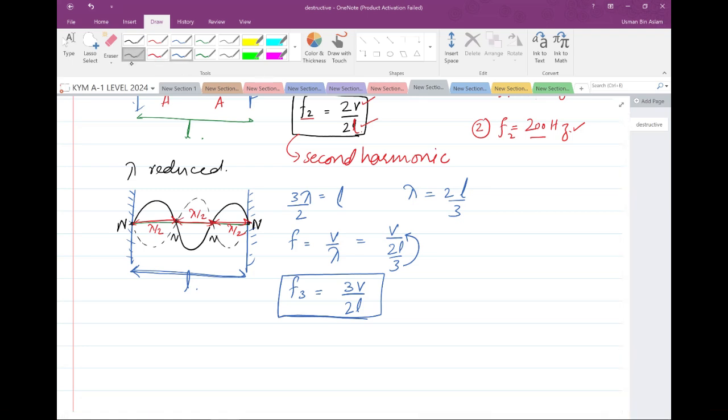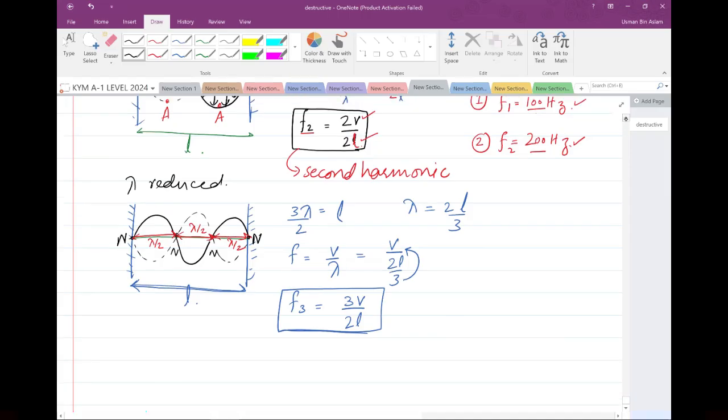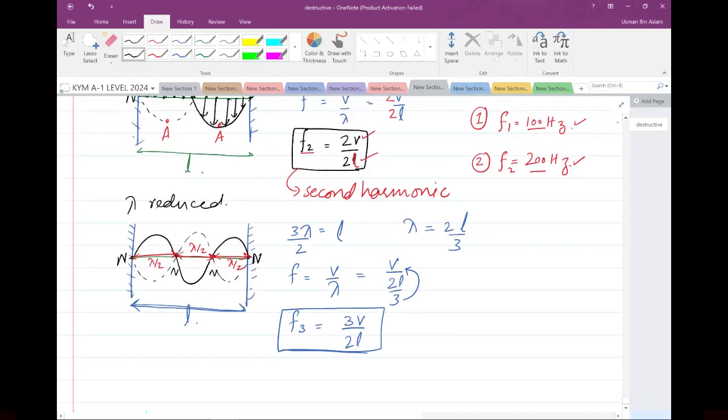The third harmonic. That means after the second harmonic, I wanted to create a wave with an even larger frequency. So after the second harmonic, the next frequency this instrument will be able to produce is called the third harmonic. So this one's going to be called the third harmonic.